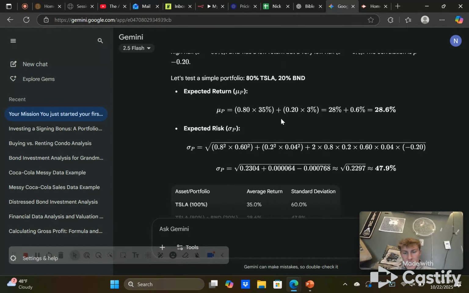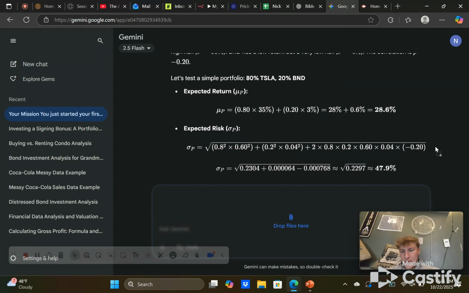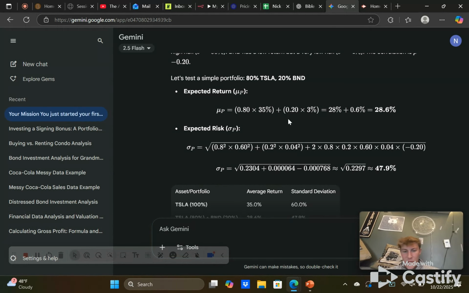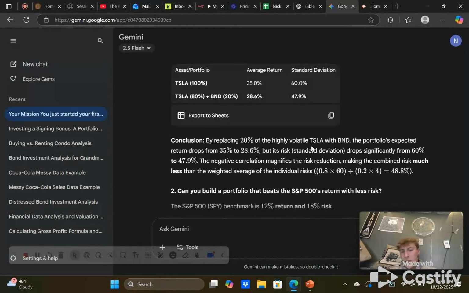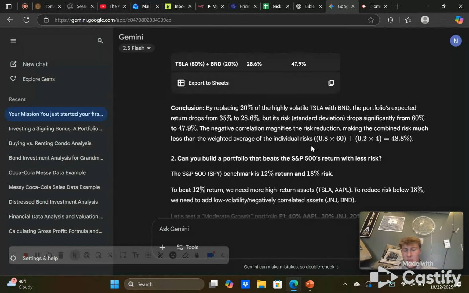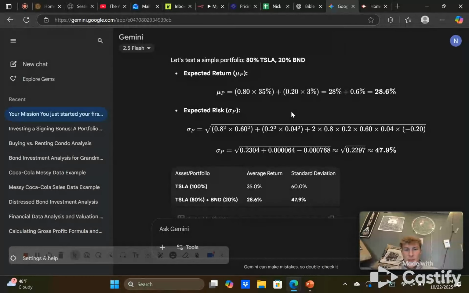I don't know if they have a full formula. Yep, all these values here, 3%, whatever, whatnot. And then our -0.2 for our correlation, and that brings us to an expected standard deviation of 47.9% for this sort of combination, which is pretty volatile, not really what we wanted above, but that was more just an example.